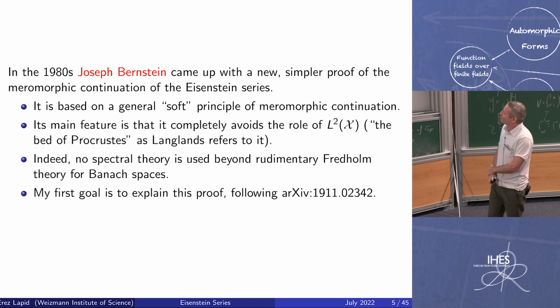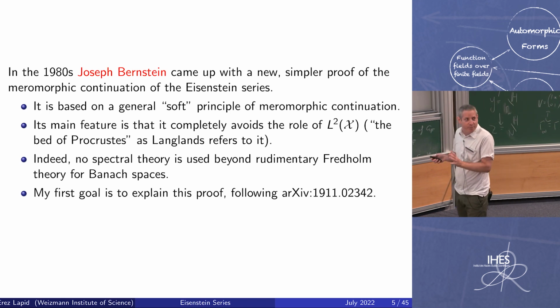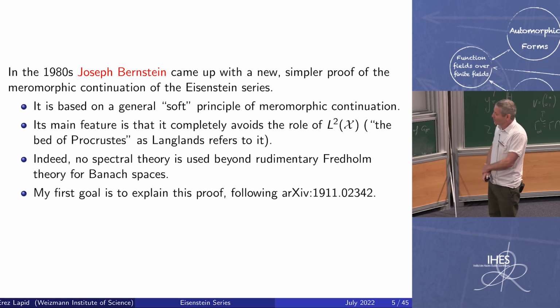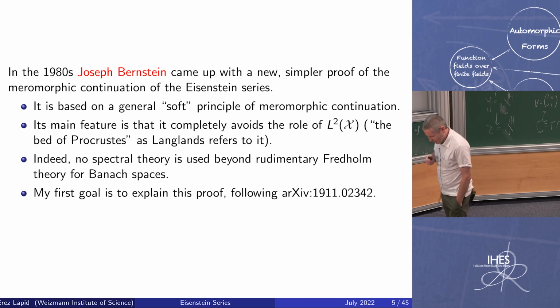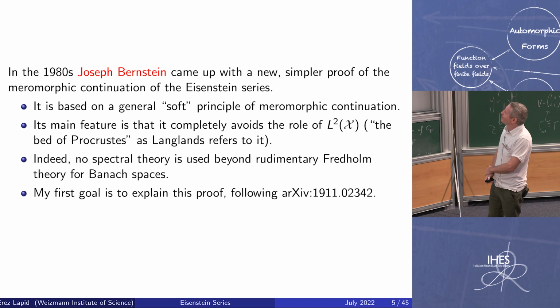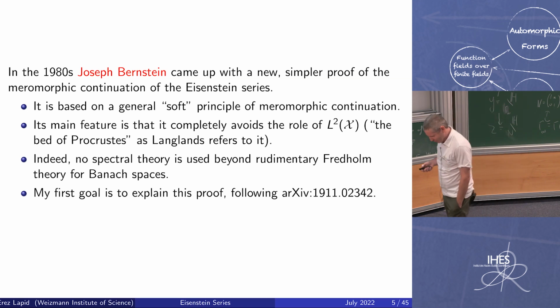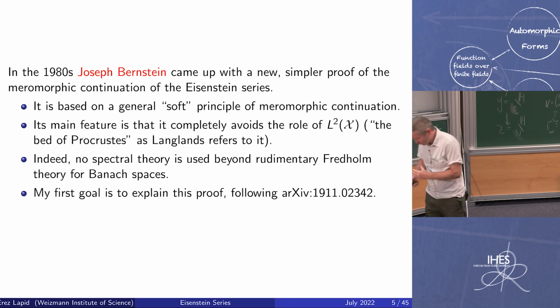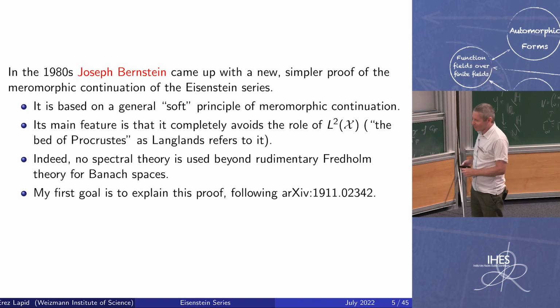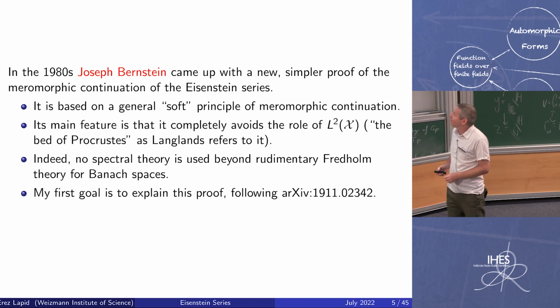That's the moral here. And in fact, no real spectral theory is used in Bernstein's proof, beyond very basic Fredholm theory, which is not even pertaining to Hilbert spaces, but to Banach spaces. I will explain. So my first goal is to explain Bernstein's proof, which is fortunately now available on the arXiv at least, and then I will try to explain the spectral decomposition, how we understand it. That's for today. Let's see what happens. Okay, any questions so far?